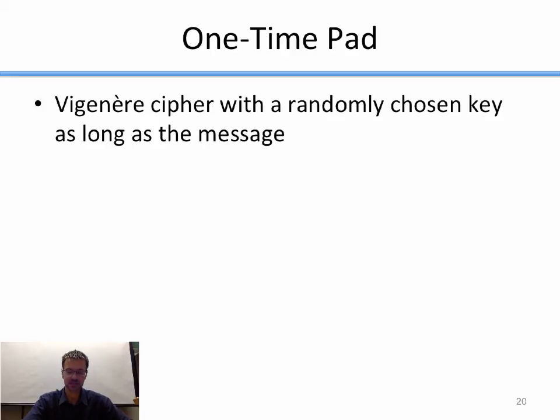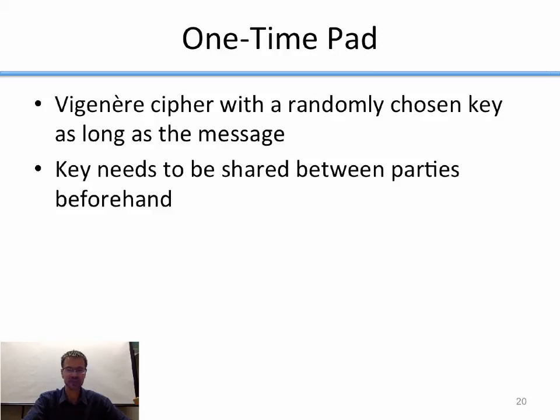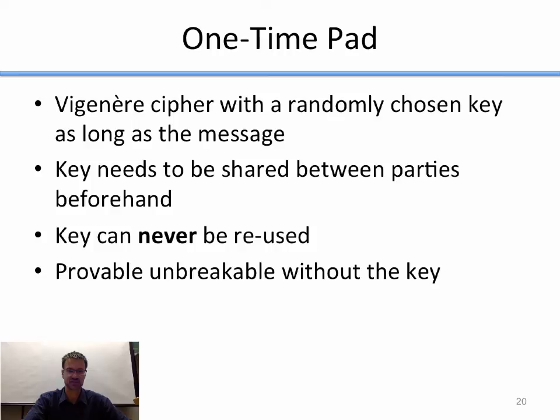Now, the concept of a Vigenère cipher, though, leads us to the only known secure type of cryptography. Provably, mathematically, unbreakable encryption is called a one-time pad. A one-time pad is basically a Vigenère cipher with a randomly chosen key that's the same length as the message. That's kind of a strange concept. The key needs to be shared between the parties beforehand, and the key can never be reused. That's the important part. And like I said before, the one-time pad is provably unbreakable without the key.